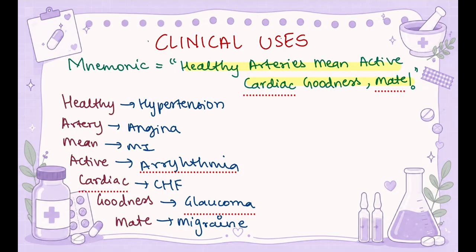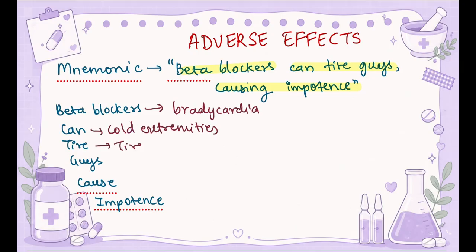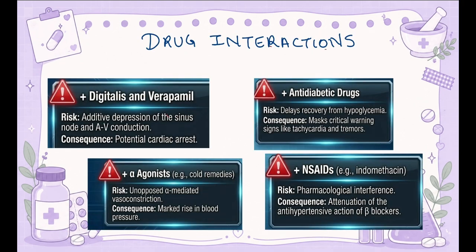Systemic tolerability requires constant monitoring. A simple phrase recalls the distinct adverse effects. Beta blockers can tire guys, causing impotence. This reminds us to watch for bradycardia, cold extremities, tiredness, gastrointestinal upset, central nervous system effects, and impotence. Central nervous system disruptions are highly impactful to a patient's life. These include vivid nightmares, depression, or forgetfulness.